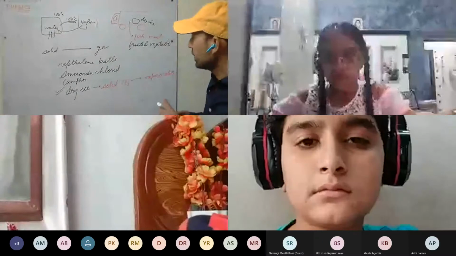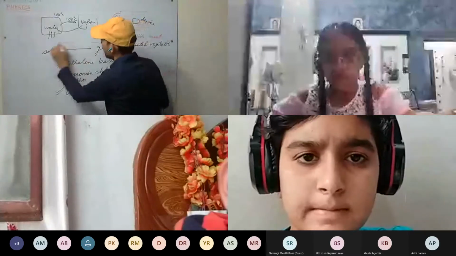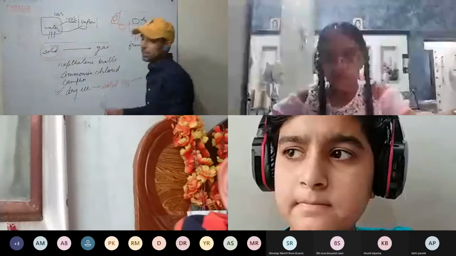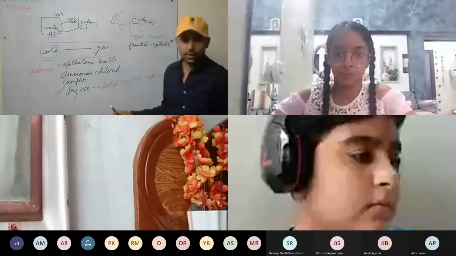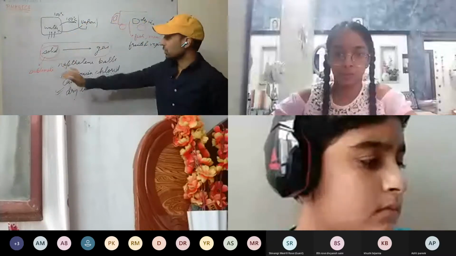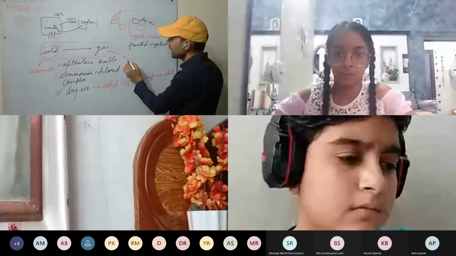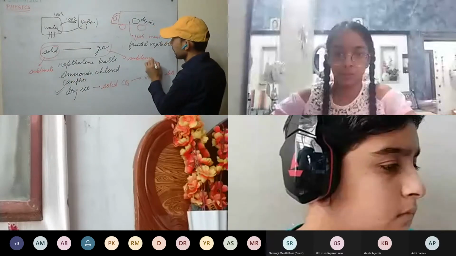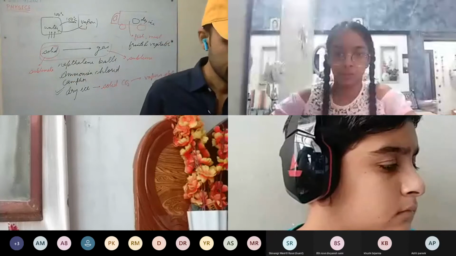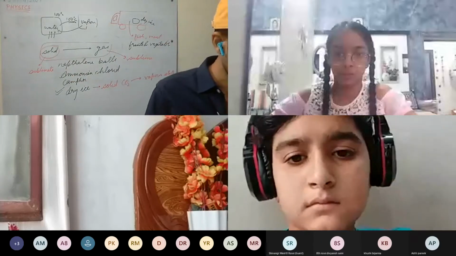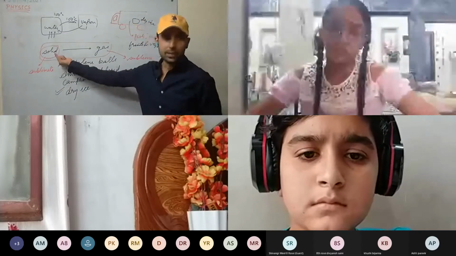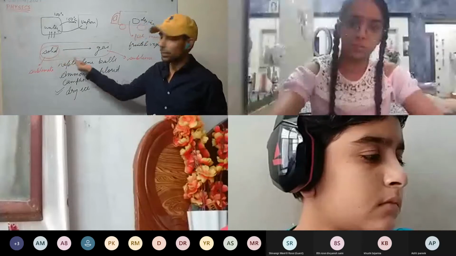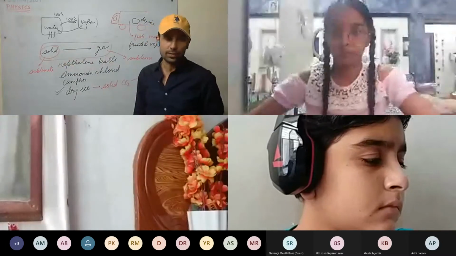Now see here, the solids which undergo sublimation are called sublimate. Whereas the gaseous state is called sublime. So during sublimation, some heat is absorbed by the solid. That heat is called the latent heat of sublimation, and it gets converted into the gaseous state.